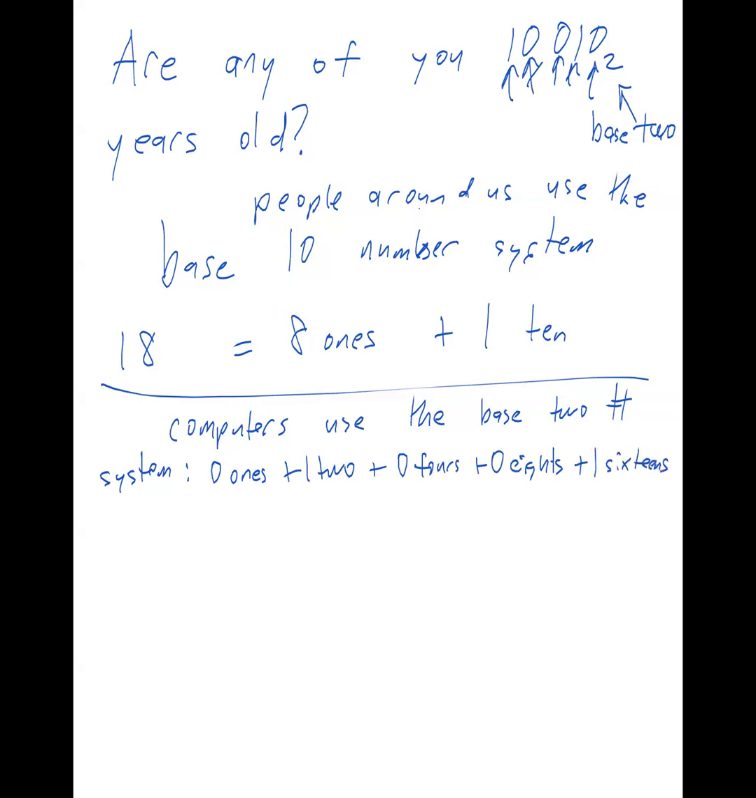So what age does that represent? 10,010. If you have one value that's worth 2 years and one value that's worth 16 years, what's the total of 2 plus 16? 18. So if you're 18, you're actually 10,010 years old in base 2. Does that make you feel old? And if you're more than 18, you're even older than that. So computers use the base 2 number system, and there are actually some good reasons for that.